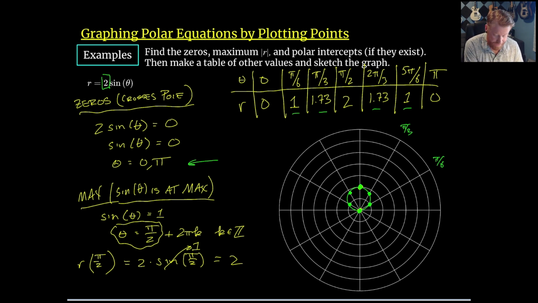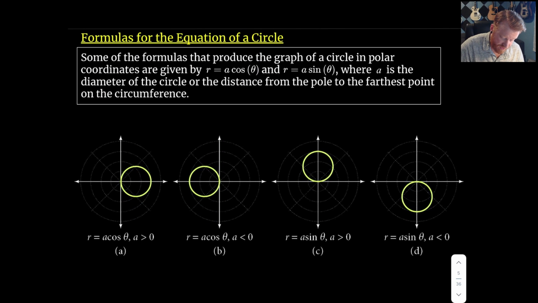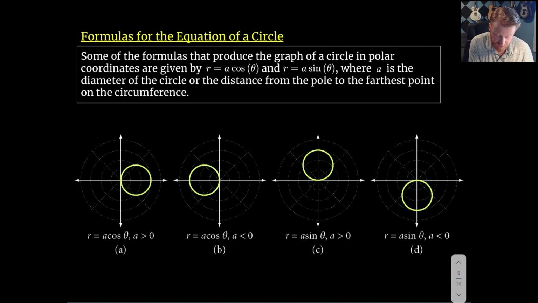So there we go. If we have something of this form, a times sine of theta, or a times cosine of theta, we will end up getting a circle that crosses through the pole. So I'll just go to the next page here, and we'll see all of the different versions. Formulas for the equation of a circle. Some of the formulas that produce the graph of a circle.